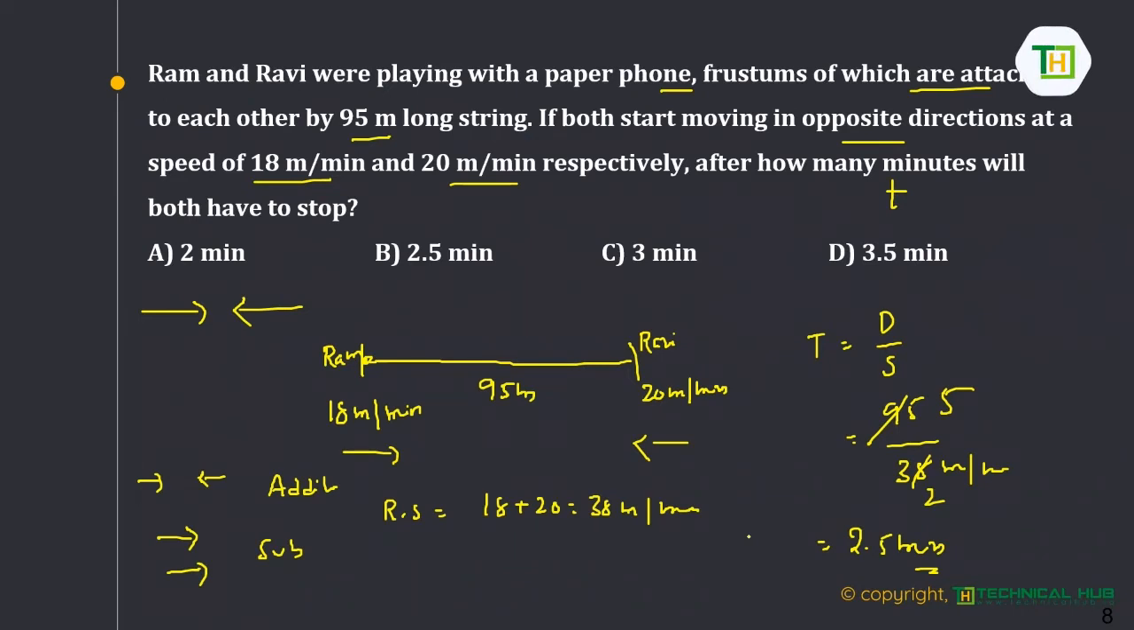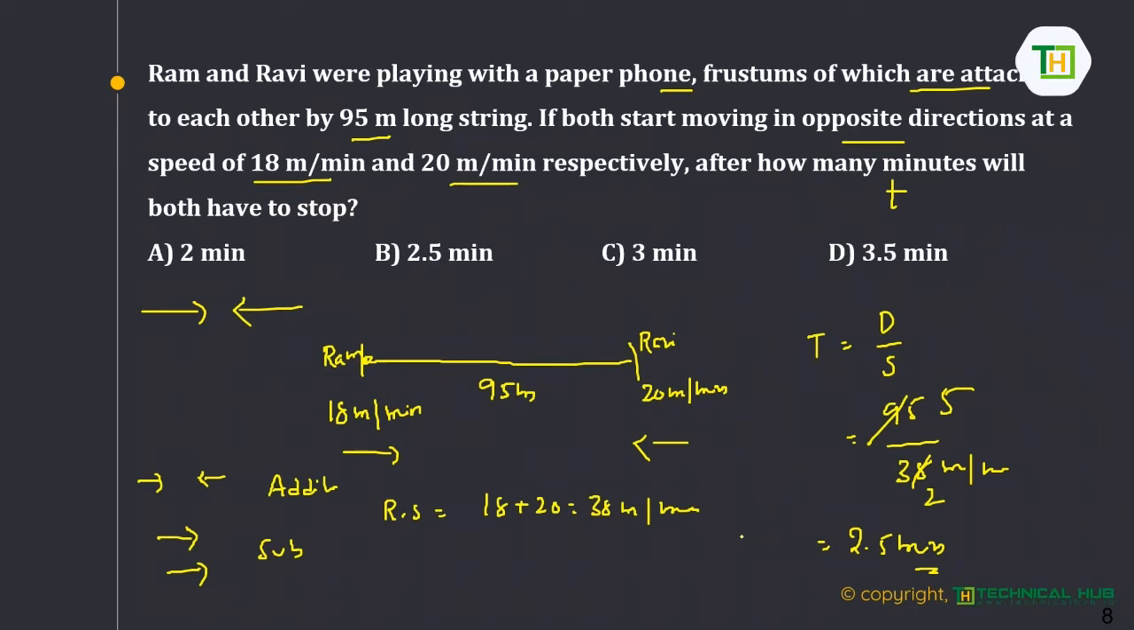Okay, is it clear to everyone? So distance is given. So they are moving in opposite direction. So what is the time required to stop both? So time is nothing but distance by speed. That is equal to 2.5 minutes. Both will stop. After 2.5 minutes, both will stop.